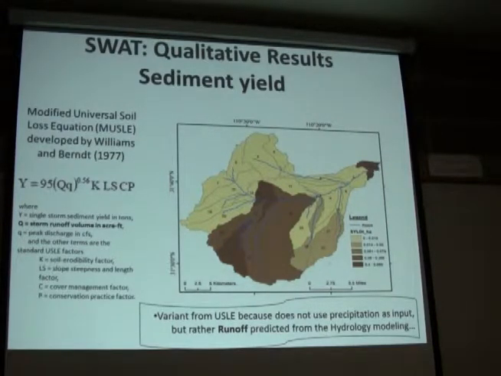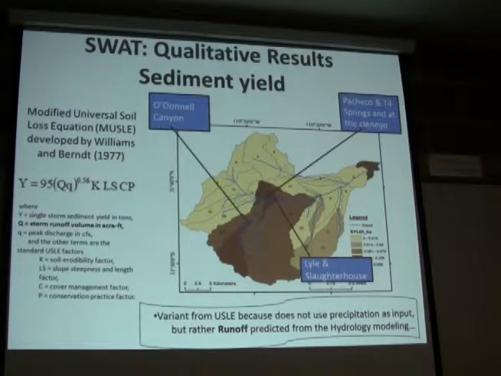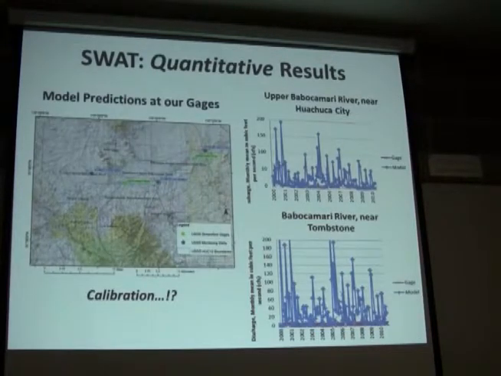So it's really more place-based and spatially accurate, although this is not accurate, and I really want to stress that these are qualitative results. The model has not been calibrated. So it's just trying to look at areas that would be higher erosion and areas that would be higher runoff. So O'Donnell, Pacheco, T4, and Atlas Cienega. So I want to keep that Pacheco area in your mind, and then Lyle and Slaughterhouse.